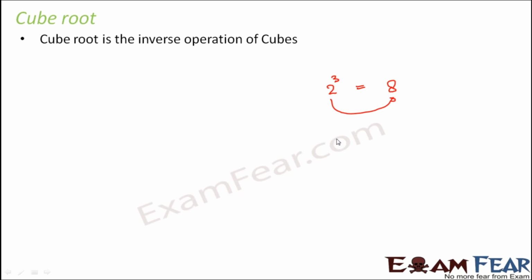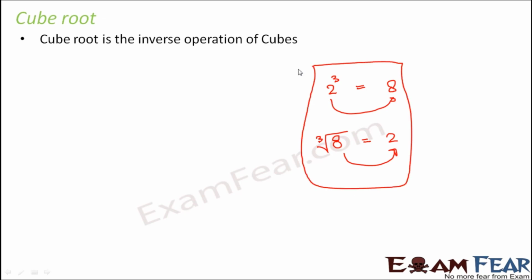Similarly, if you want to get 2 from 8, what will you do with 8? If you cube 8, you will get 8 into 8 into 8, which is 512. So what will you do so that you get 2 from 8? In that case, you do cube root of 8. So 2 cube gives 8, but cube root of 8 gives 2. That means both are inverse operations. Just like squares and square roots are inverse operations, similarly cube and cube roots are inverse operations.